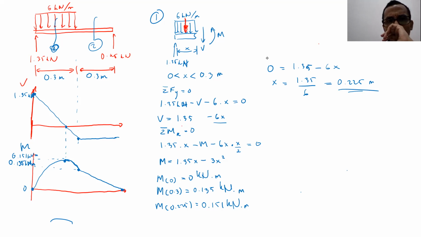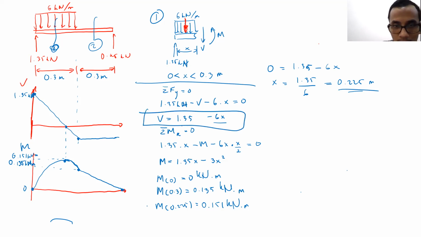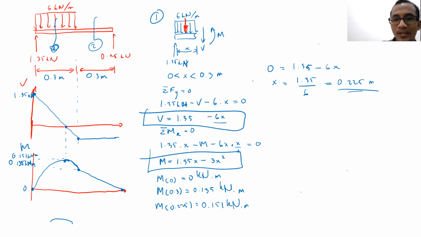Is it okay if we don't write the boundaries? No, no, you have to write it down, because you have to let everyone know which region this particular equation applies to. So we have two equations. This is the first equation for V, and this is the second equation for M. We have to let everyone know those two equations only work for this region.